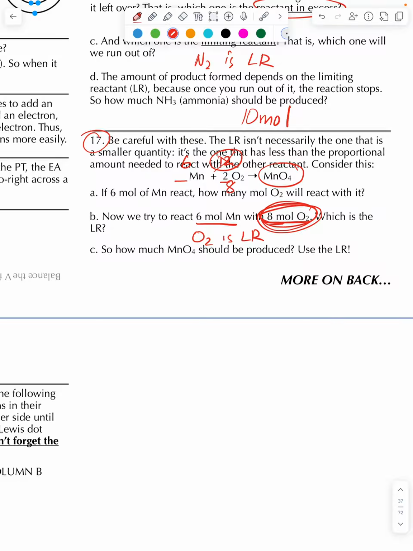If I'm using 8 moles of oxygen, how many moles of manganese oxide will I produce? I'll produce half as many, 4 moles of MnO4. Again, I didn't mean to confuse you by the 12. That was just my hypothetical required amount to react with 6 moles of manganese. But the real amount that I used in my container is 8 moles of oxygen. That's my limiting reactant. So I'm going to produce half as many moles of MnO4.